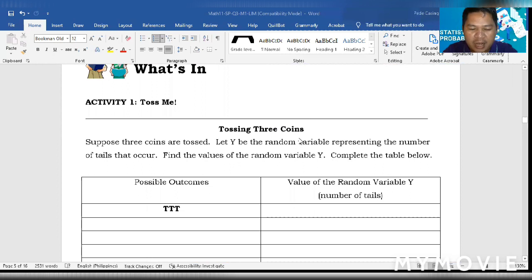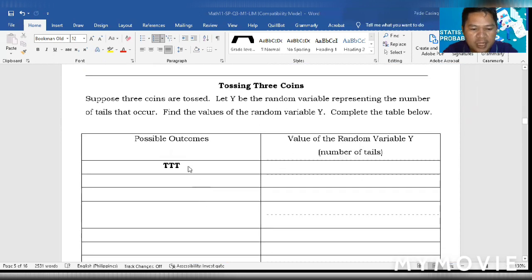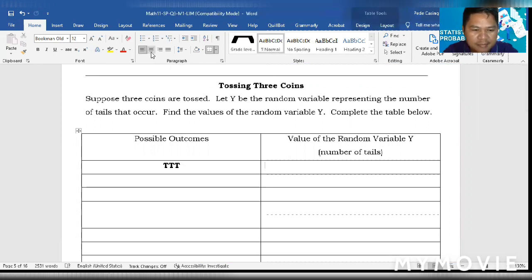Remember that a coin has 2 faces. It can be head or tail. But here you are going to let Y be the value of the random variable, the number of tails, and the possible outcome. So if you toss the coin, for example, a possible outcome is T, T, T, meaning 3 tails. So you count the number of tails. We have 3.